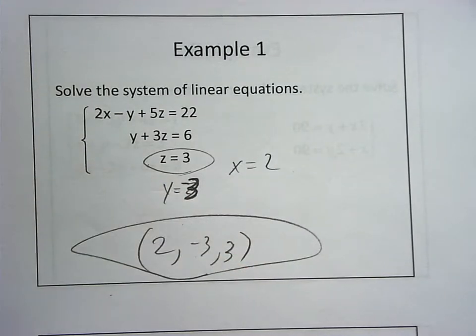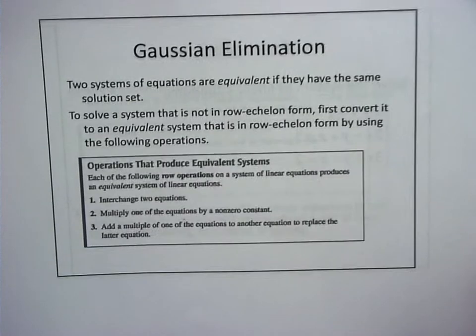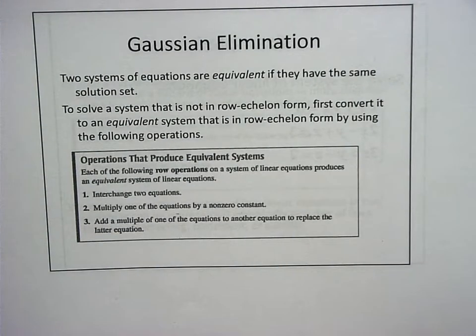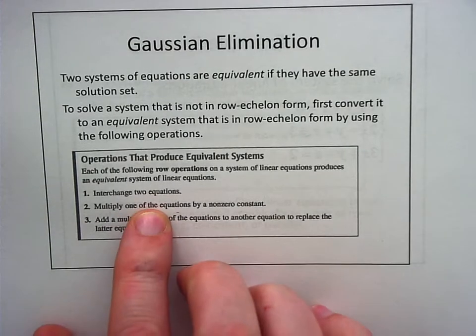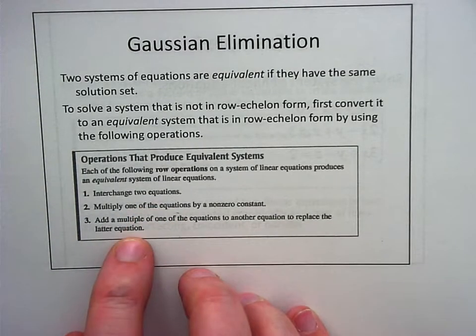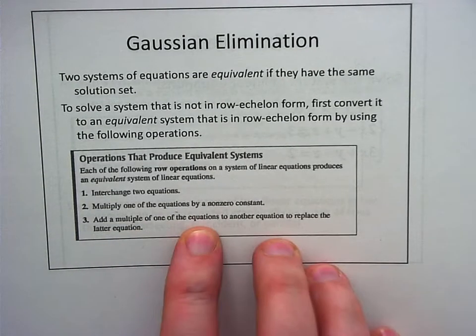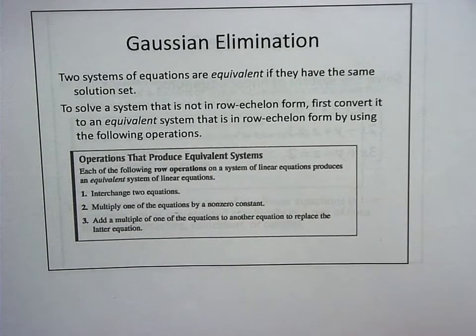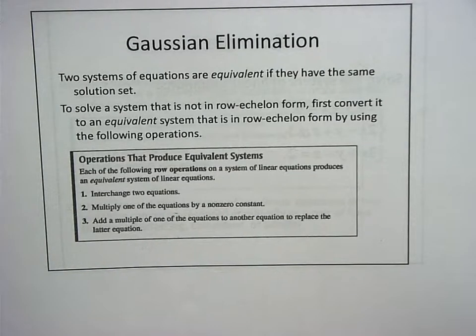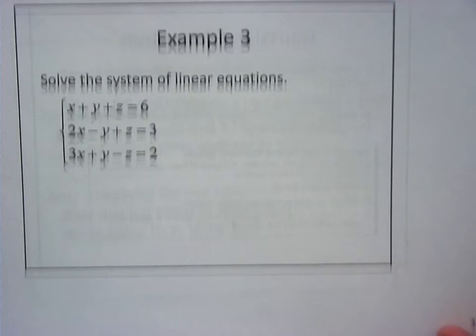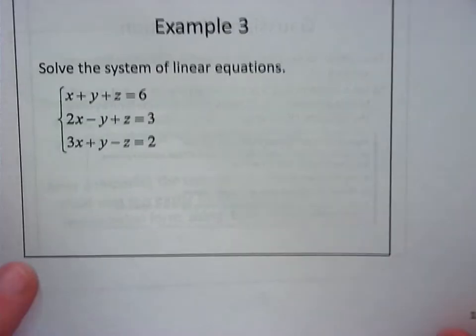To get it there, we're going to use something called Gaussian elimination. Gaussian elimination allows you to do 3 things to anything in that system of equations. You can interchange or swap any 2 equations. You can multiply one equation by some number that's not 0. And you can add a multiple of one of the equations to a second equation and then replace that second equation. Between those operations, we'll be able to take something that looks like this and make it look like those stair steps, that row echelon form.